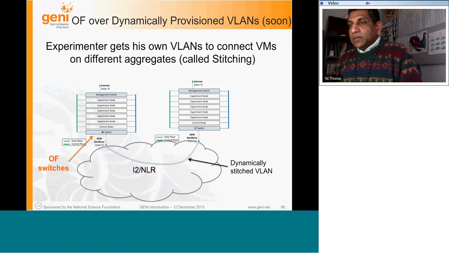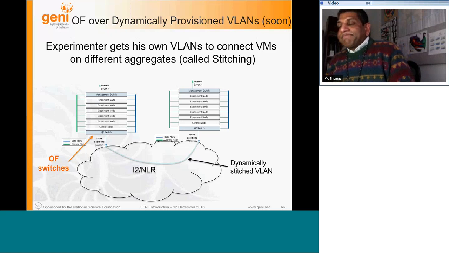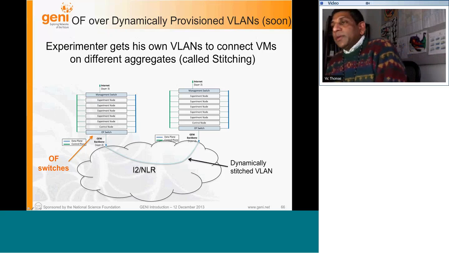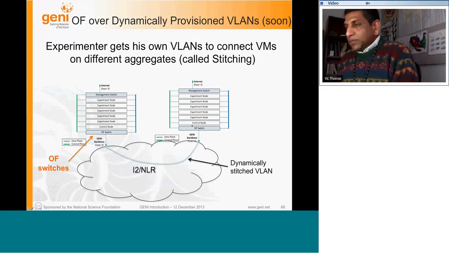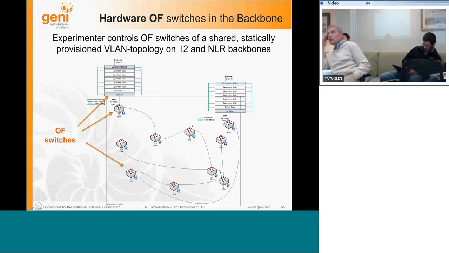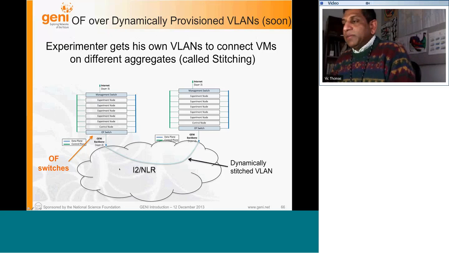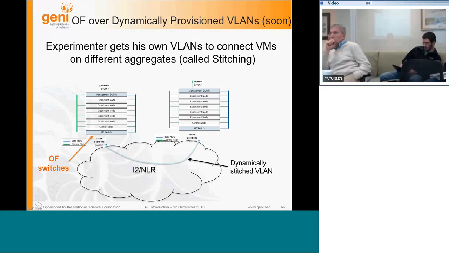All right. So just to summarize, if you want to control the OpenFlow switches for your traffic going between racks, the way to do it today is using these pre-provisioned VLANs, and soon you'll be able to do the dynamically provisioned VLANs.